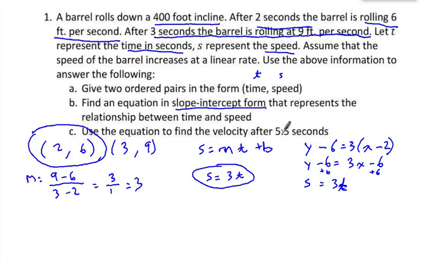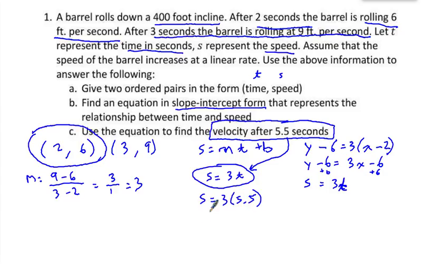Finally, use the equation to find the velocity after 5.5 seconds is the ultimate question here. So they gave us a time to substitute into our model. s equals 3 times 5.5 seconds, for a final speed of 16.5 feet per second.